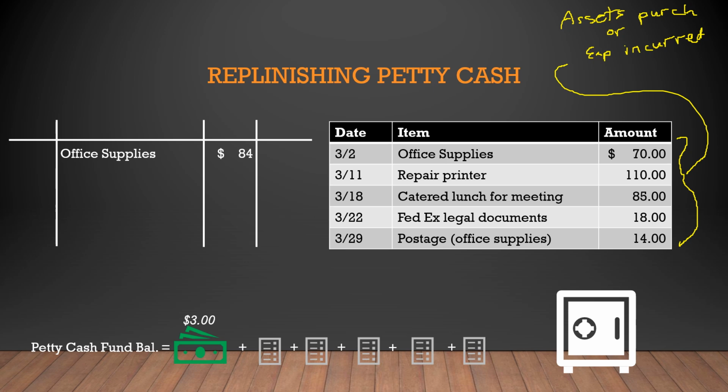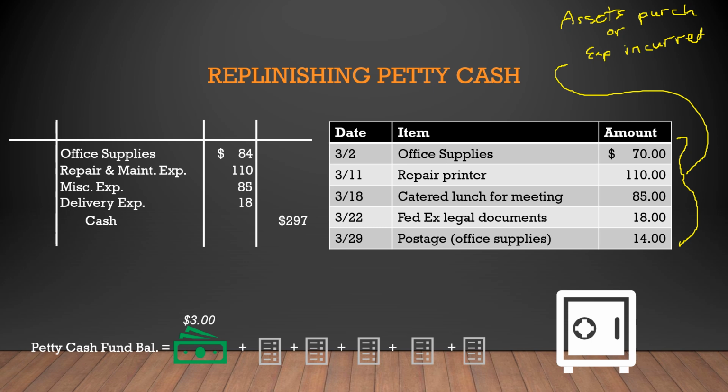The printer repair would likely go to a repairs and maintenance expense account. The catered lunch would probably go to some sort of miscellaneous expense account. As for Federal Express, that charge would probably go to delivery expense. Now we have our debits. Our credit will go to cash in the amount of $297.